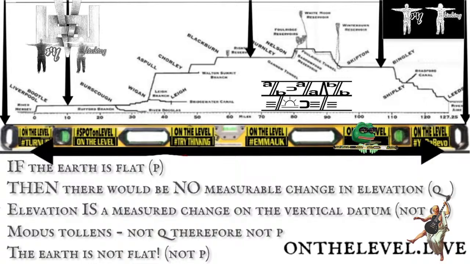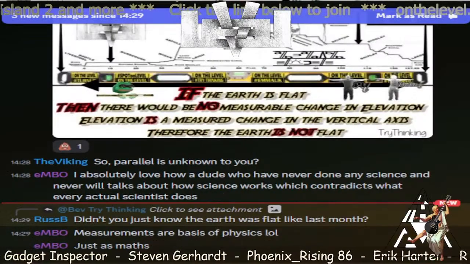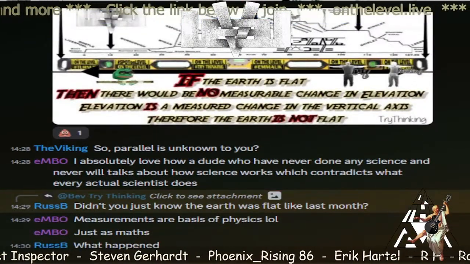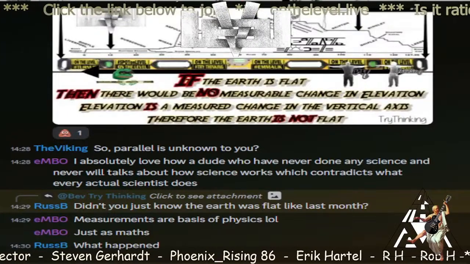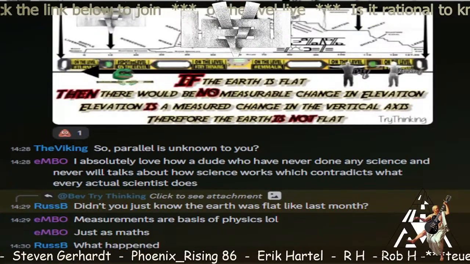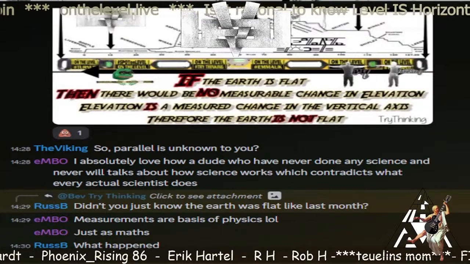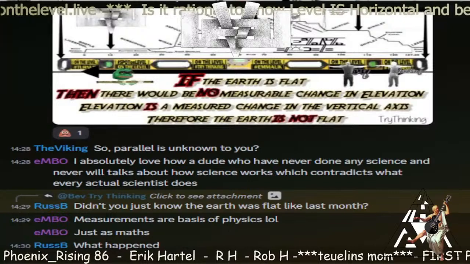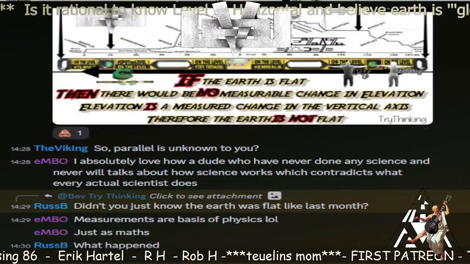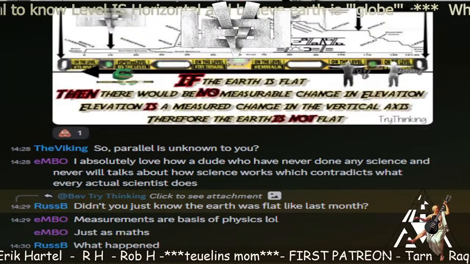I mean, we can read out the entire if-then again, if it's needed. Give me one more time, just so I can hear it again. Sorry, say it one more time. If the Earth is flat, then there would be no measurable change in elevation. Not Q: elevation is a measured change in the vertical axis. Therefore, Earth is not flat.